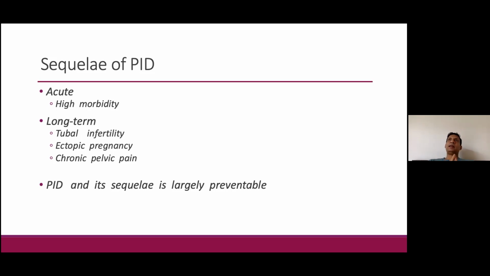The sad thing is that PID is common, and the complications associated with PID are common. But the sad thing is, if we identify early and if we treat early, most of the sequelae can be prevented. So that is why we teach you medical students this disease, PID, because the majority of you are going to be GPs or practice in hospitals, where you see these patients, and if you don't recognize and treat them, their long-term complications are high.